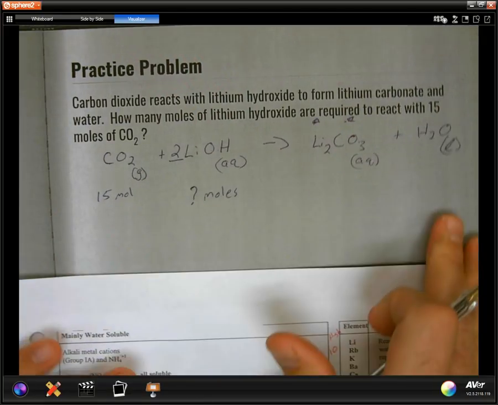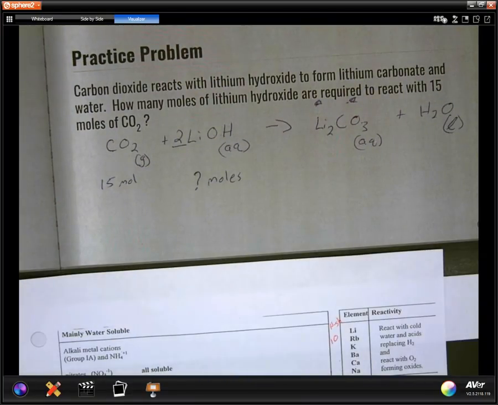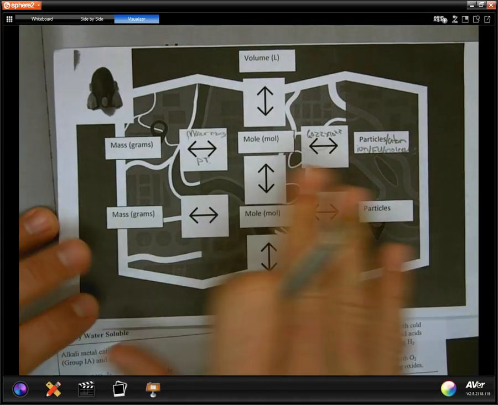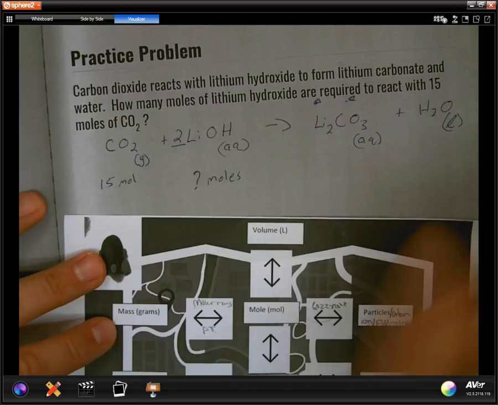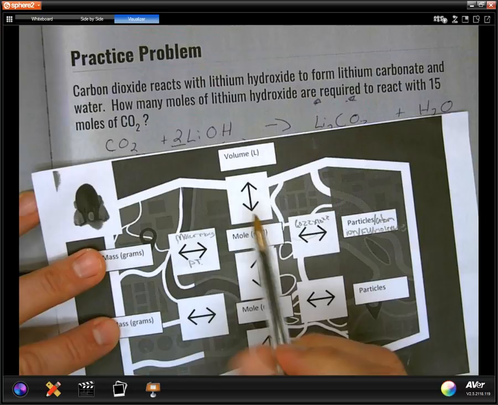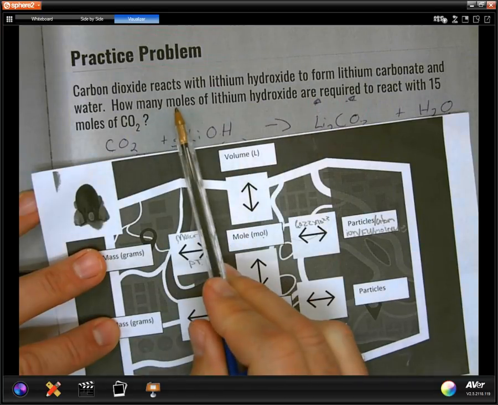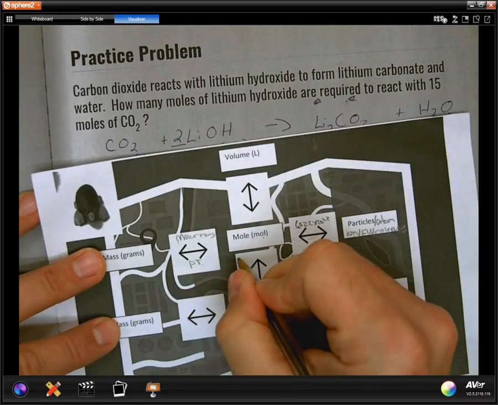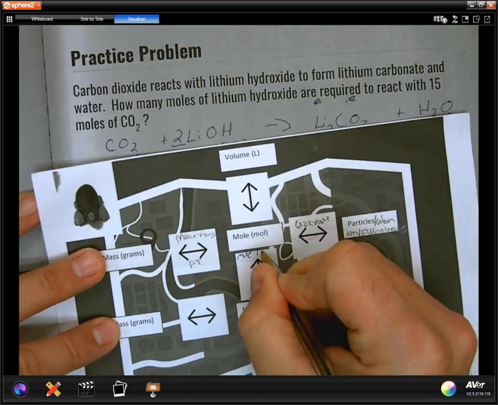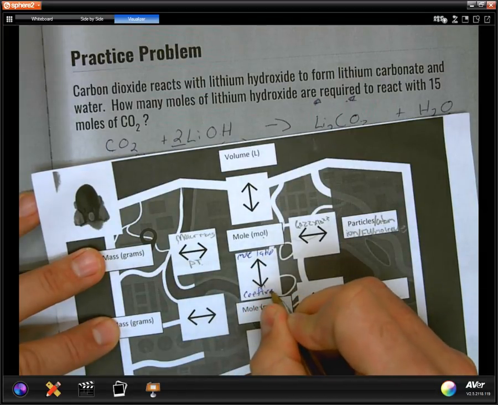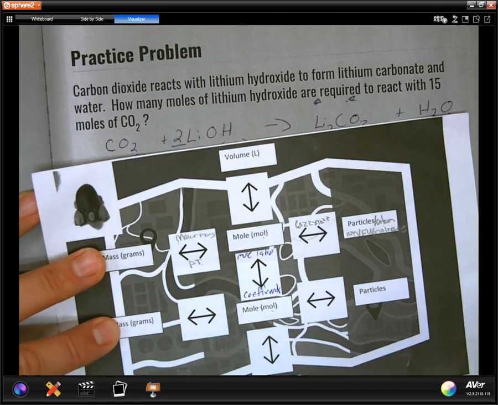So what we're going to do here is a conversion problem. When we get a conversion problem, we have to think about our mole map. And what we see here is that we are given the units of moles, and we want to convert to moles of a different chemical. That's where we're going to do a conversion between this box and this box. To do this, we're going to use what's called the mole ratio, and that simply comes from the coefficients. Pause the video and you can write this down on your mole map.